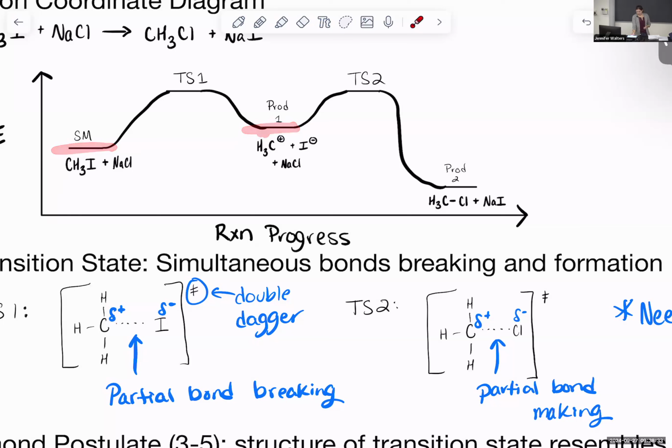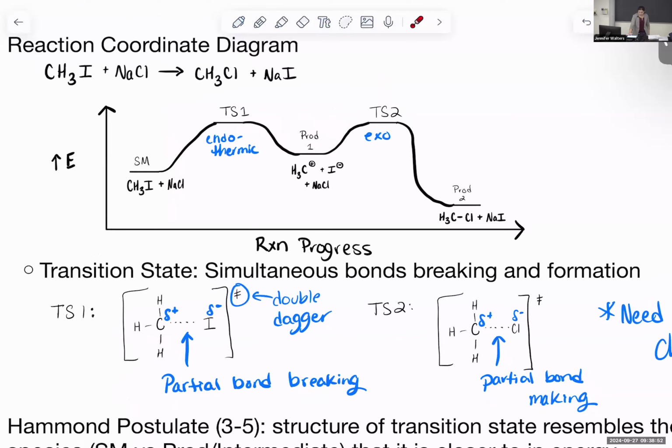Endo, because my product is higher in energy than my starting materials. Step 2, is that exothermic or endothermic? Exothermic, because now my products are lower in energy than my starting materials. Cool.